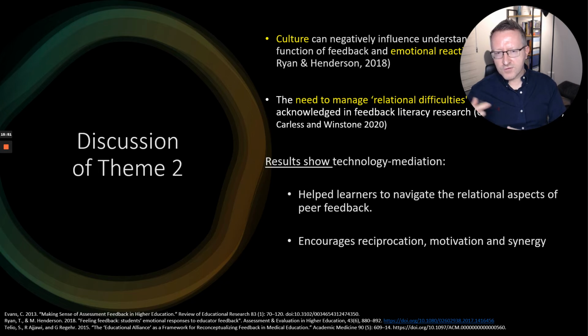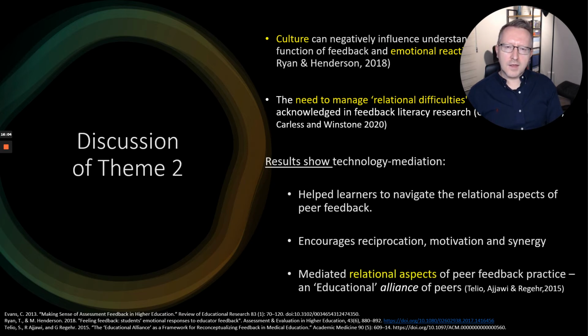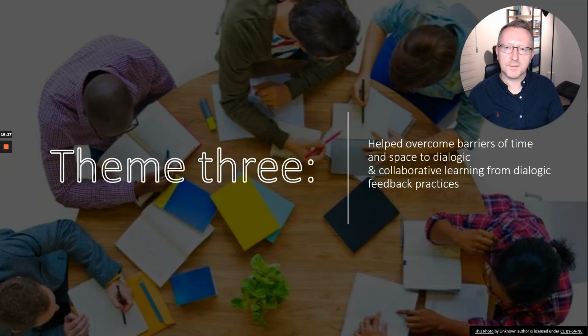So it also encourages reciprocation, this motivation and synergy. So as in the previous example, they felt it would be sinful not to use the feedback that other people are working so hard on. And the literature talks about a pedagogic or educational alliance between the teacher and students, but this seems to be evidence of an alliance of peers to help each other to make progress, and many positive benefits of that, effectively and emotionally.